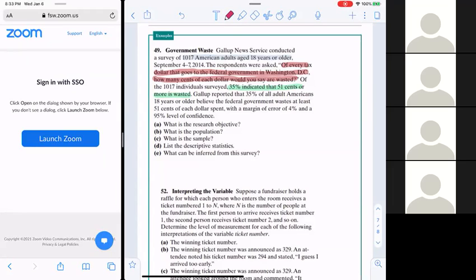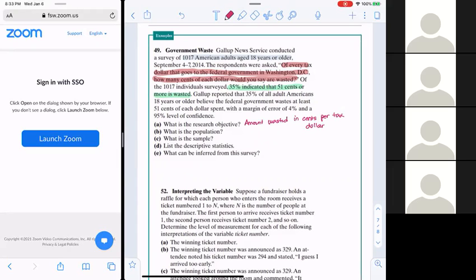So the amount wasted is what we are interested in. That is what we are analyzing. Now, the verbiage might be different. Some people might word it differently. The wording doesn't matter here. What matters is the concept.